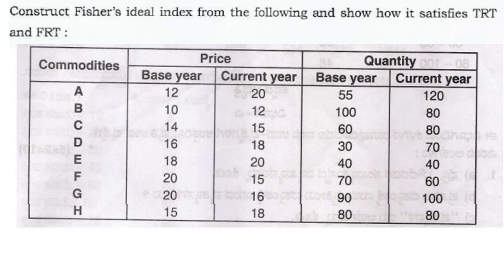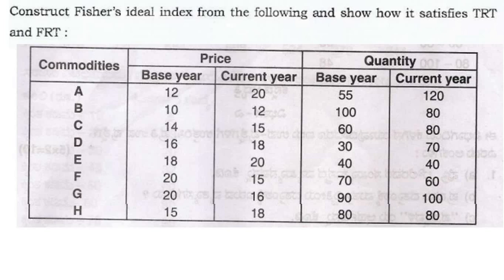That is important. This is the way they will ask the question in the examination. It's a 14-mark question: construct the Fisher ideal index number from the following and show how it is satisfied. Already said: price, current year, base year, current year. Base year is 0.